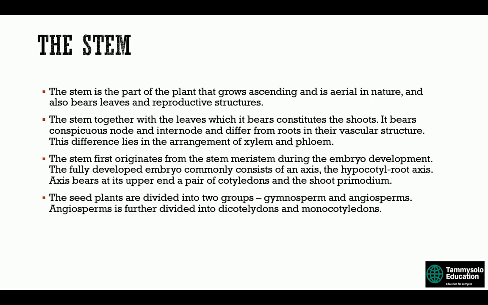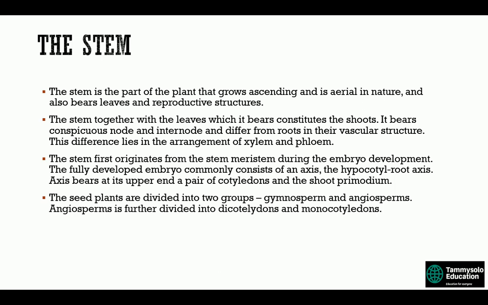The stem first originates from the stem meristem during embryo development. Inside the embryo lies the stem meristem. We have the root meristem and the stem meristem, okay? And the stem arises from there when the embryo is emerging, when germination is taking place in the seed, and you see the new plant coming out of it.